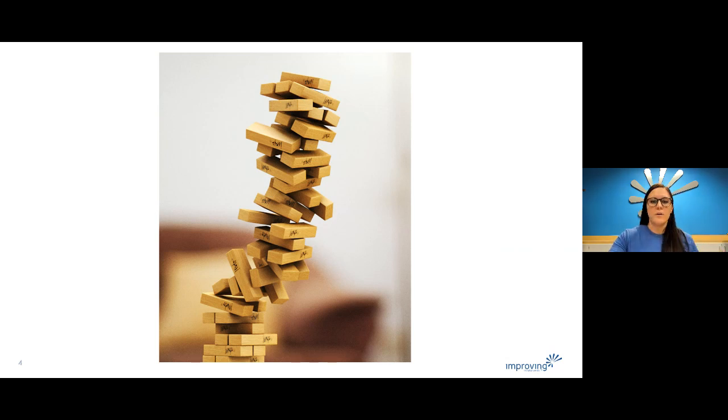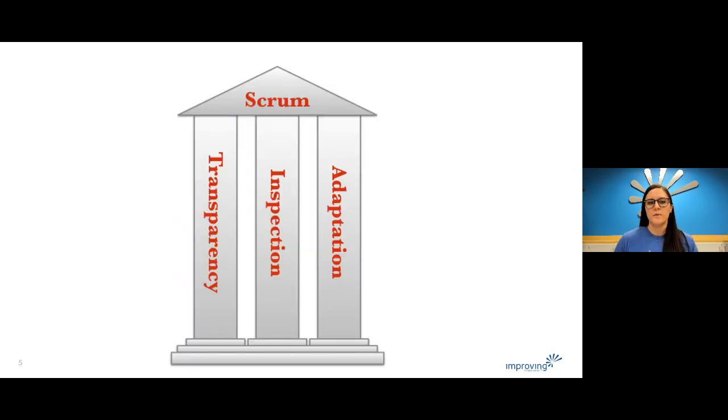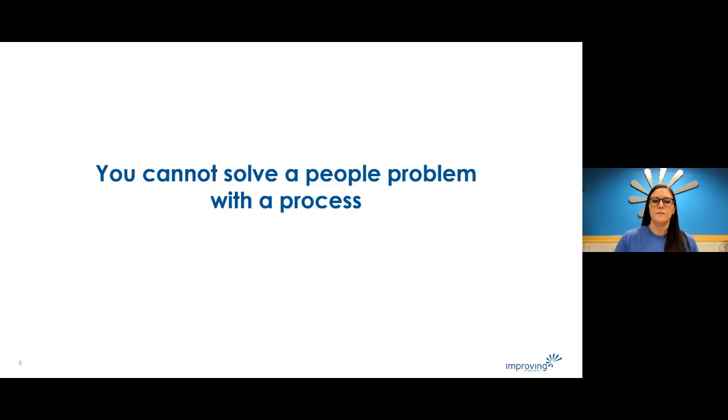Well, as you might know, Scrum is based on 3 pillars, and it's adaptation, inspection, and transparency. And ultimately, at the end of the day, you can't solve a people problem with the process. Now, specifically, that doesn't mean you don't use processes. That just means that when you have issues with inter-team strife, low morale, low trust, all of these things, fixing it with processes isn't going to ultimately solve the problem. You really have to fix the people problem by addressing the people.